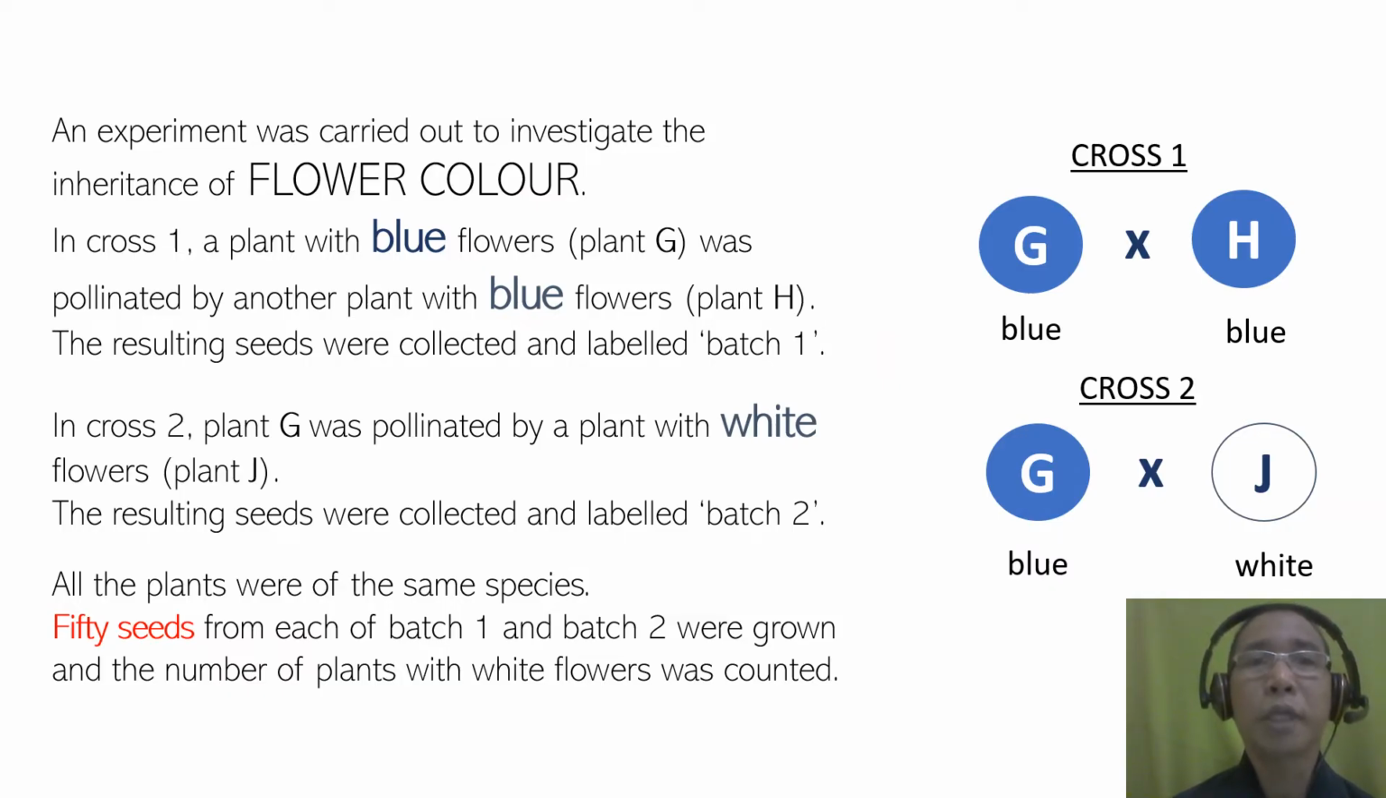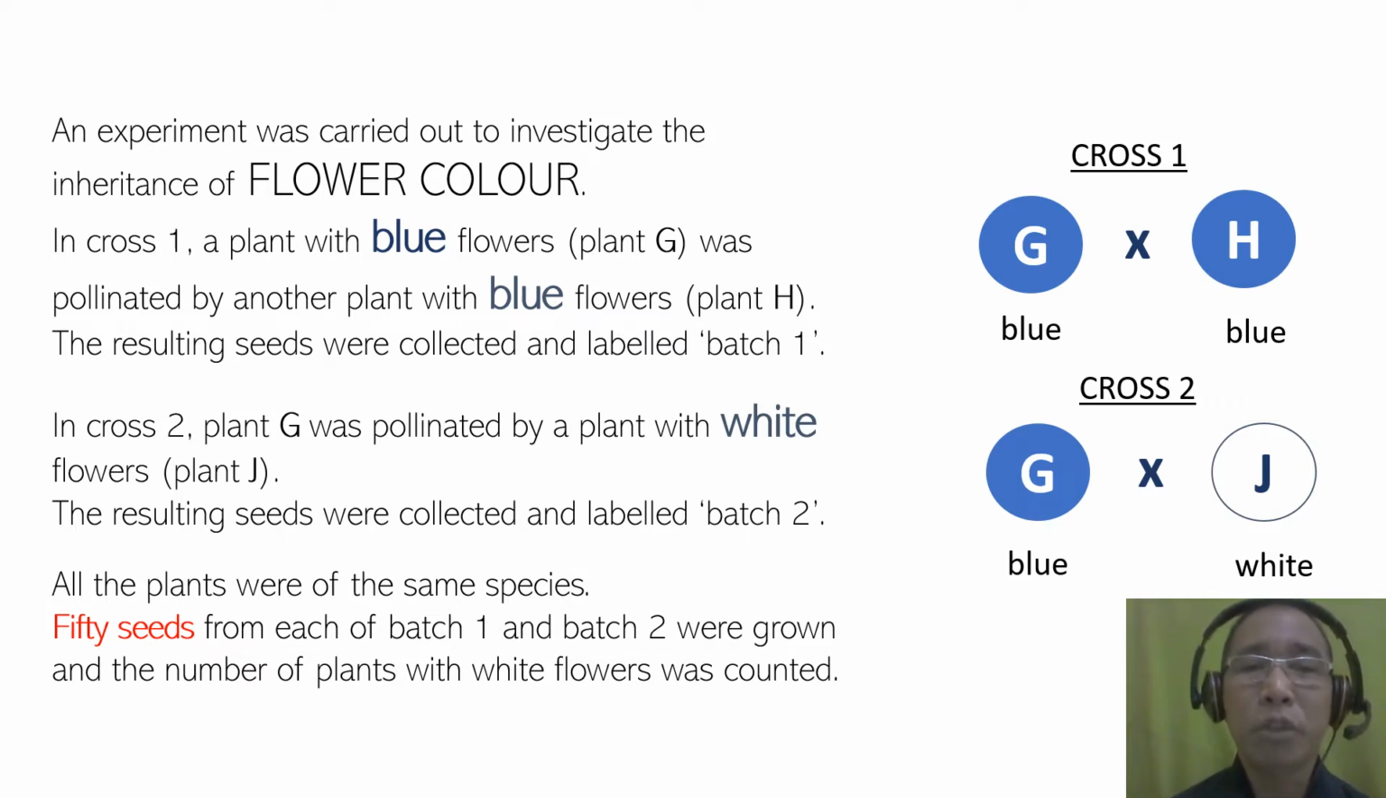An experiment was carried out to investigate the inheritance of colored flower. In cross 1, a plant with blue flower, plant G, was pollinated by another plant with blue flowers, plant H. The resulting seeds were collected and labeled batch 1. In cross 2, plant G was pollinated by a plant with white flowers, plant J. The resulting seeds were collected and labeled batch 2. All the plants were of the same species.